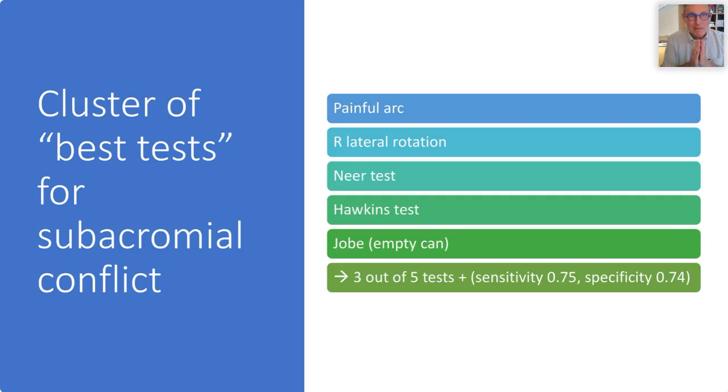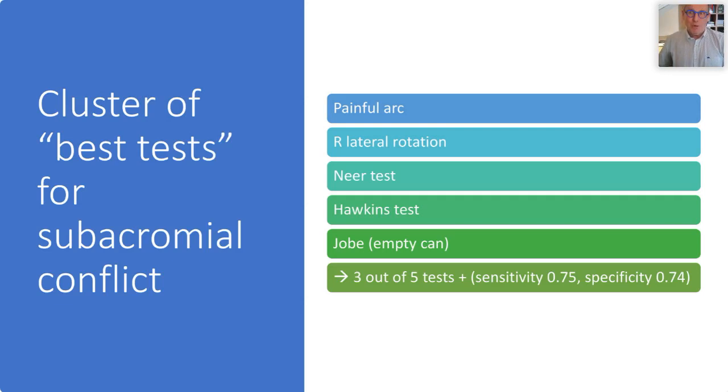Moral of the story: the cluster of best tests. There is a painful arc. There is pain on resisted lateral rotation. You have a Neer test, you have a Hawkins test, and you have an empty can test. If 3 out of 5 of those tests are positive, then you can think of a subacromial conflict. But again, focus on your basic examination to determine which kind of subacromial conflict it is.